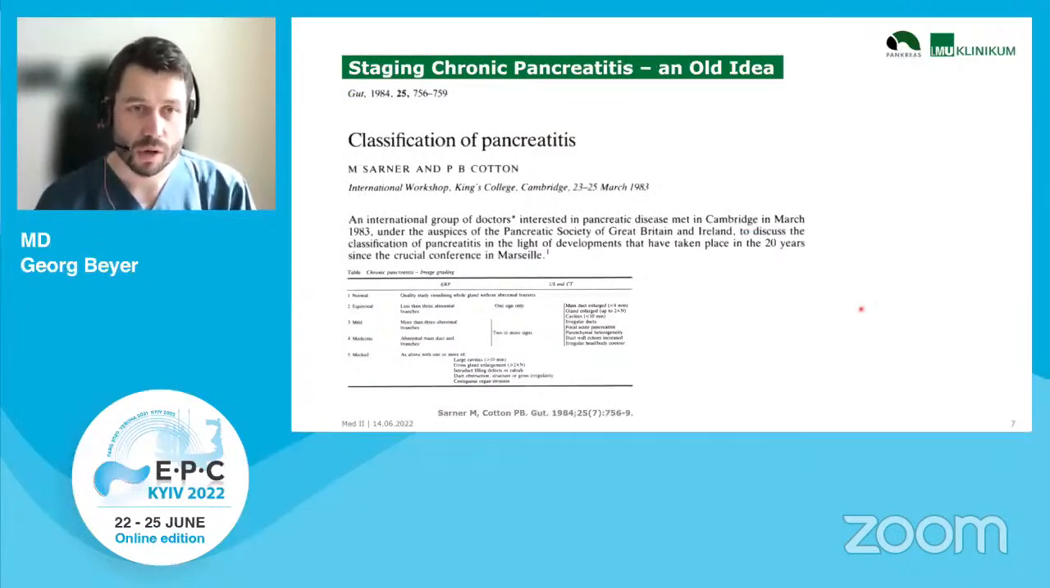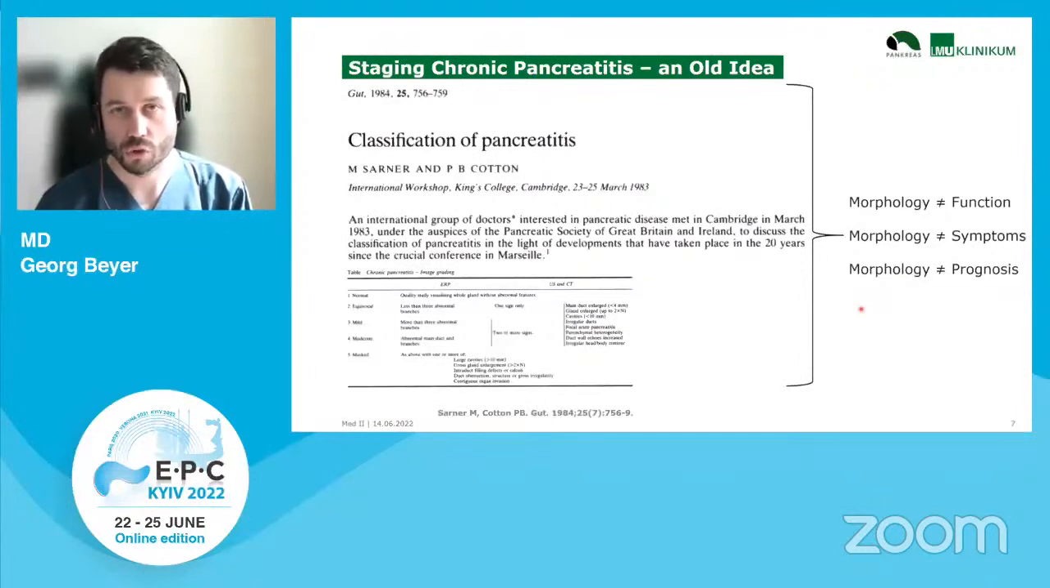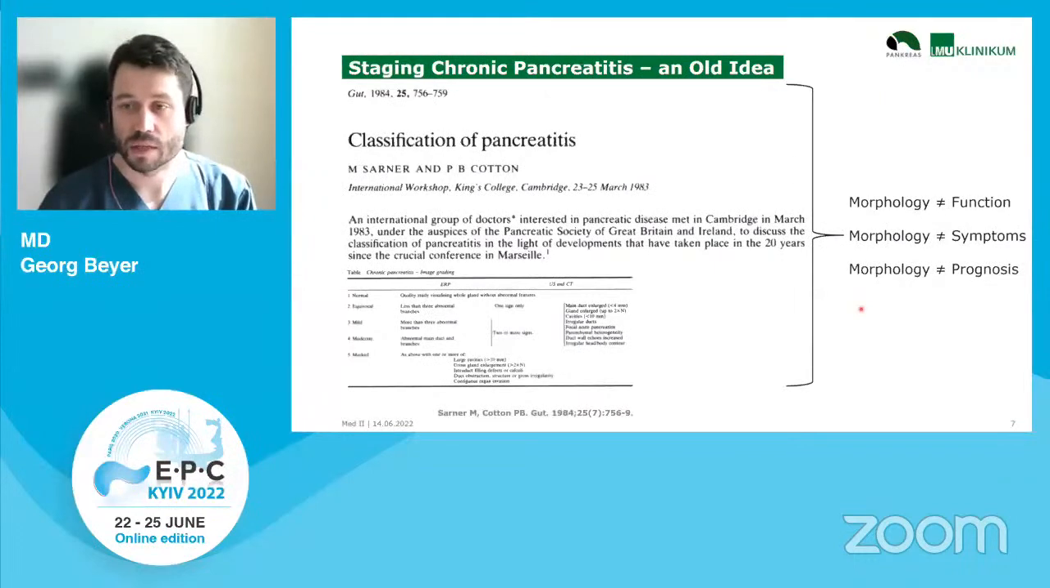And one of the most prominent classification systems that is still in use today is the Cambridge classification, which was developed by a group of experts in 1984. It's based on morphology, initially on pancreatograms and CT scans, but it has been adopted for other modes of imaging, including cross-sectional imaging, endoscopic ultrasound, etc. The problem with this classification, however, is that we've learned over time that morphology does not always follow function. It does not always represent or match up with symptoms, and it has only poor prognostic value.